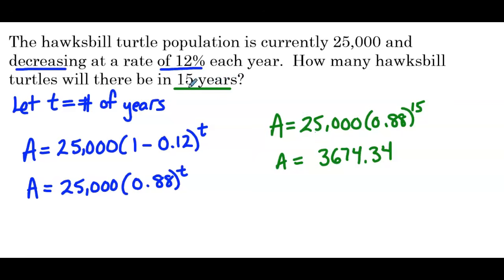Now here they don't tell us where to round to. Well, what we have to understand is we're dealing with turtles. So we either have a turtle or we don't have a turtle. So regardless of whether we have 0.3 or 0.7, 0.8, 0.9999, if we don't reach that next turtle, we don't round up because we either have a full turtle or we don't. So in this case, the population is 3,674 hawksbill turtles.